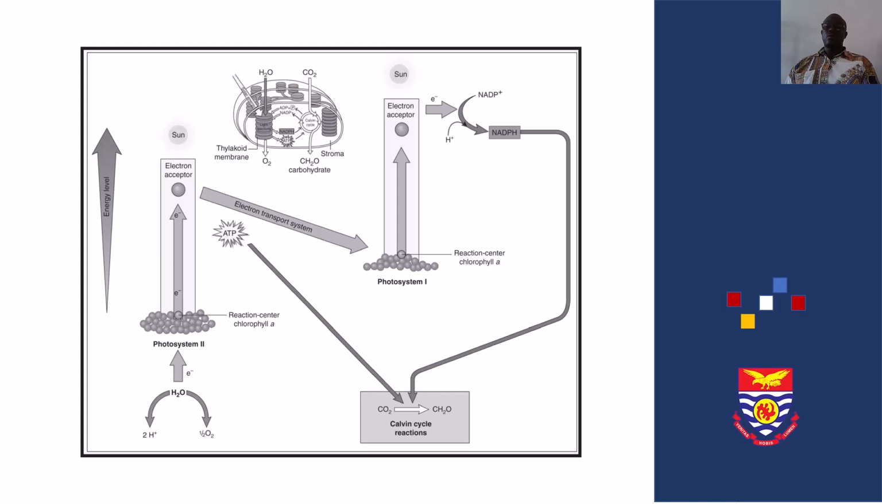So in here you have a wonderful diagram: the energy level, the sun, electron acceptor, photosystem 2, and it moves in that direction towards the electron transport system. It hits photosystem 1, and in the thylakoid membrane you have water, you have carbon dioxide. The reactions are taking place. You have ADP, NADPH and the carbon cycle. You have the stroma. In the stroma you have the carbohydrate, and it moves on and it's cyclic. Carbon dioxide, CHO.